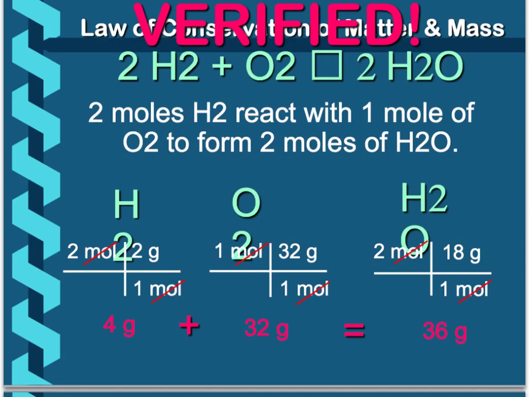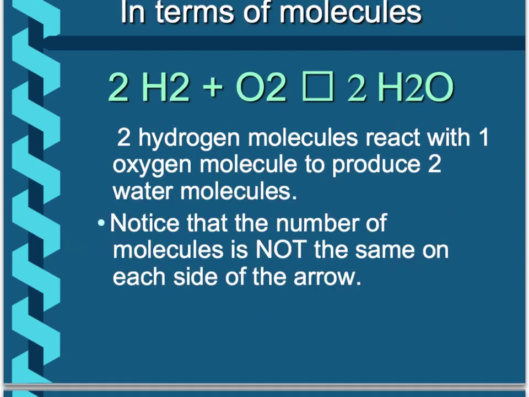And then this stuff that you can see here in the red just says that the law of conservation of matter and mass is verified via our 4 grams plus 32 grams equals 36 grams. So basically we're not creating or destroying any mass in a chemical reaction, and that's really important for you to recognize. Another way that we can look at an equation is in terms of molecules.